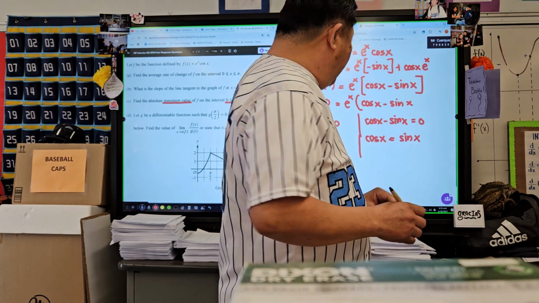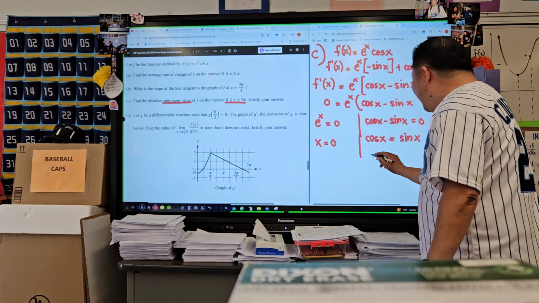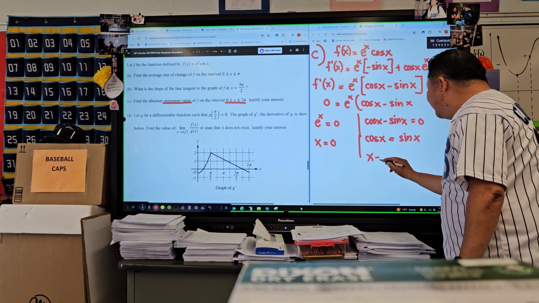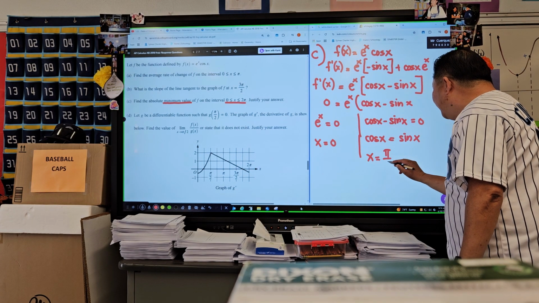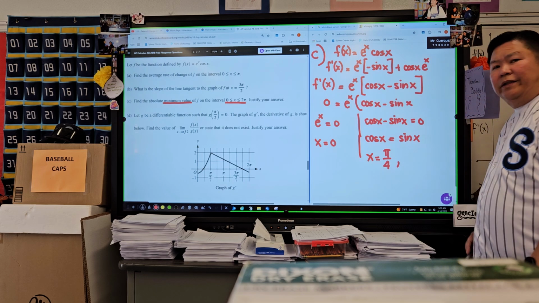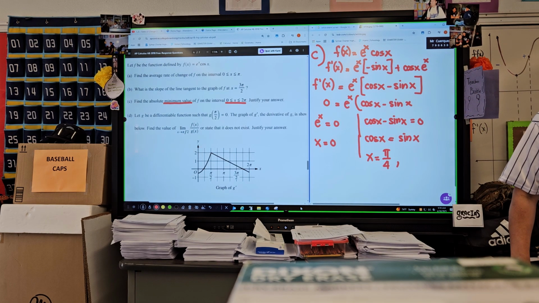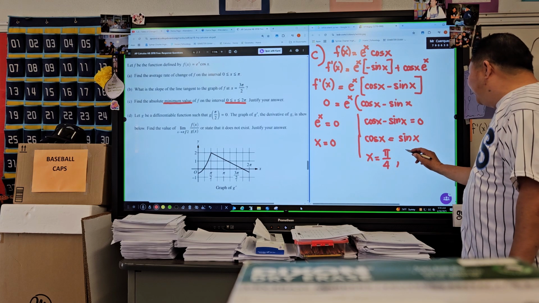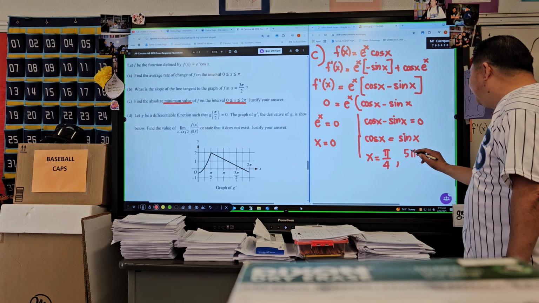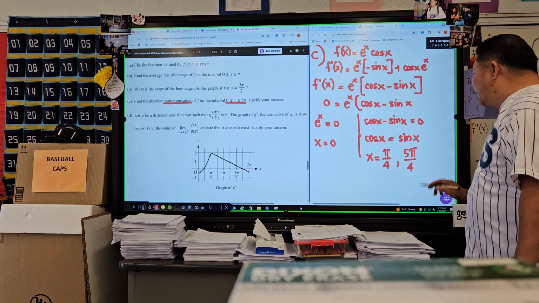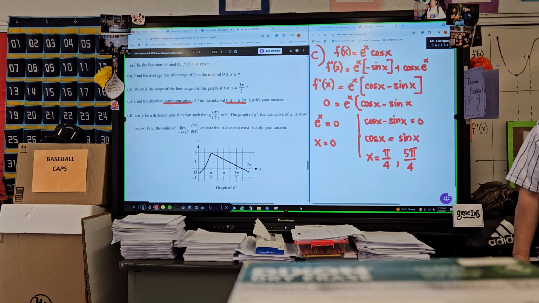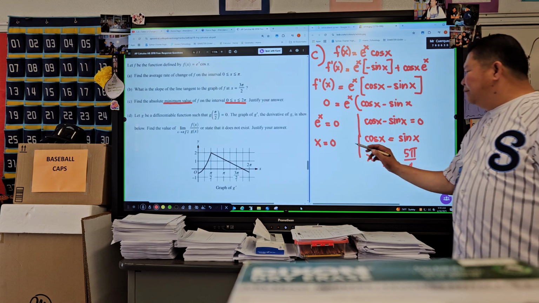So there are two values of x where they are equal to each other. We need to get the one that's pi over 4, and where else? At 5 pi over 4. Okay, so 5 pi over 4. So what are the candidates? How many candidates do we have?